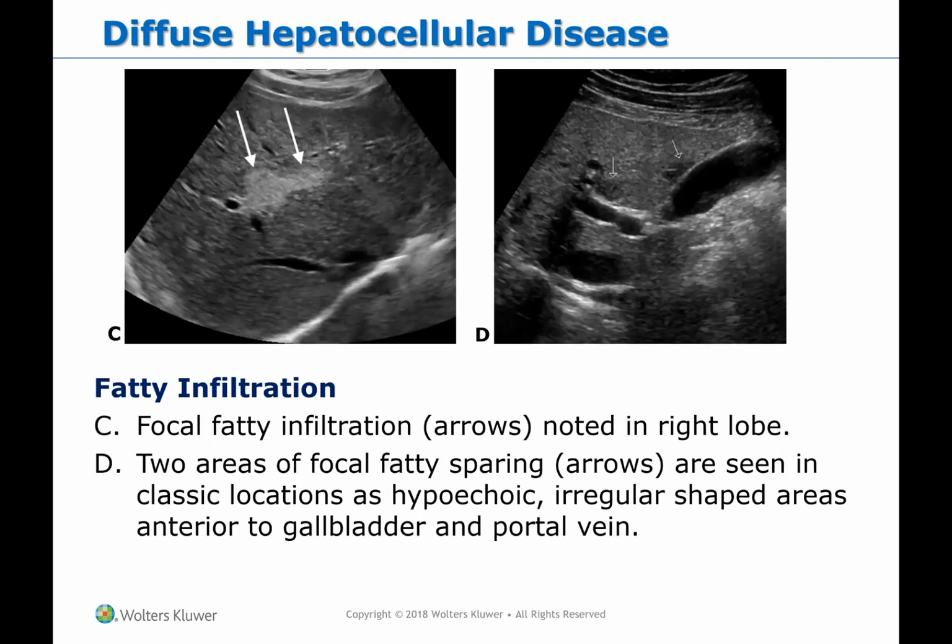Focal fatty infiltration is where the arrows show it looks a little bit more echogenic. And two areas of focal fatty sparing, which are the arrows, are seen in classic locations as hypoechoic irregular shapes anterior to the gallbladder and portal vein, and that's usually where it's located if there's some fatty stuff hiding in the liver.